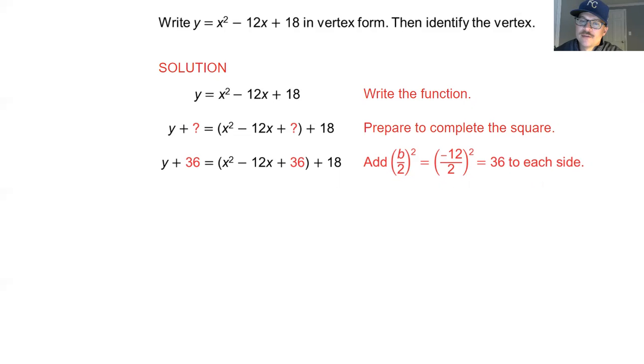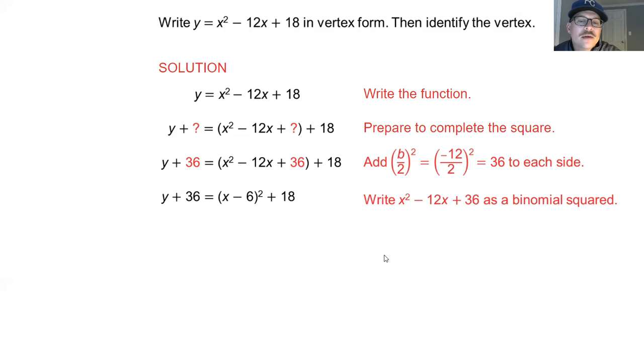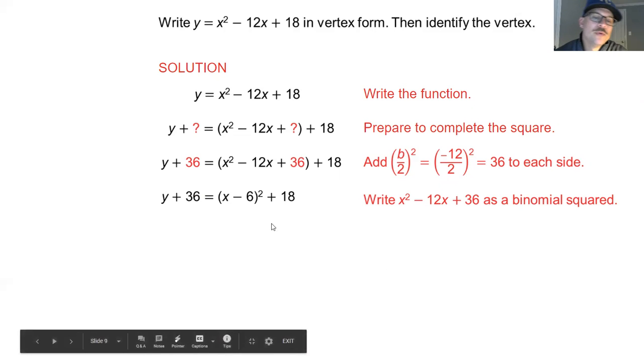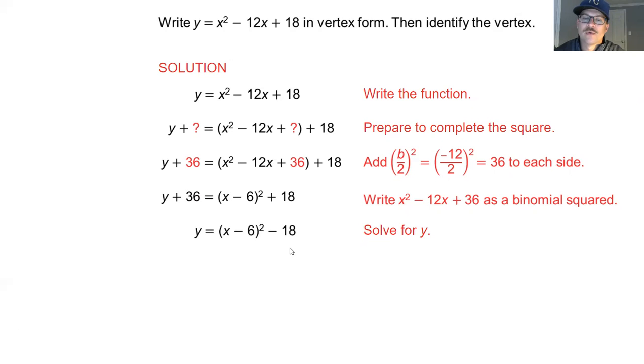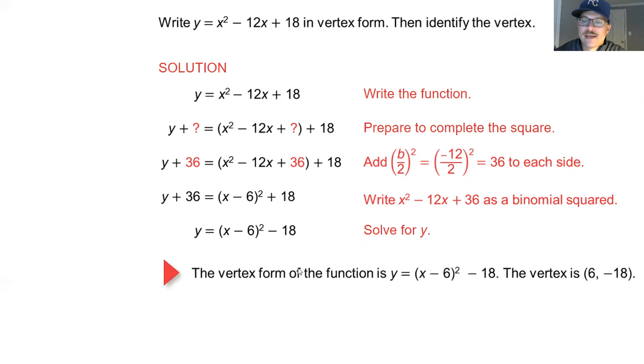Well, our b term is a negative 12, so you take your negative 12 divided by 2 to get negative 6. 6 squared is 36, so that is the number that gets added to both sides of the equation. Then you can go ahead and factor this perfect square trinomial into your x minus 6 squared. Then in order to get y by itself, so it's an actual function, you need to move your 36 over here to this 18. So 18 minus 36 is negative 18. So this is now written in vertex form, and your vertex is the coordinate point (6, -18).